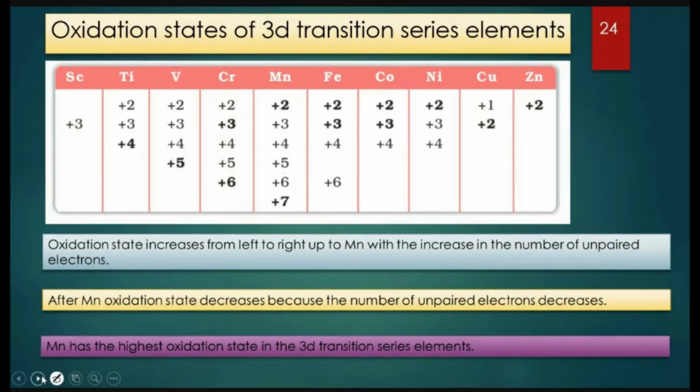And here what we can infer from this chart is that manganese is the element of the first transition series which has the highest oxidation number. This is important for 1 mark. They may ask us, which element in the 3d transition series has the highest oxidation number? The answer is manganese, which has +7 as its oxidation number, which is the maximum for the first transition series.